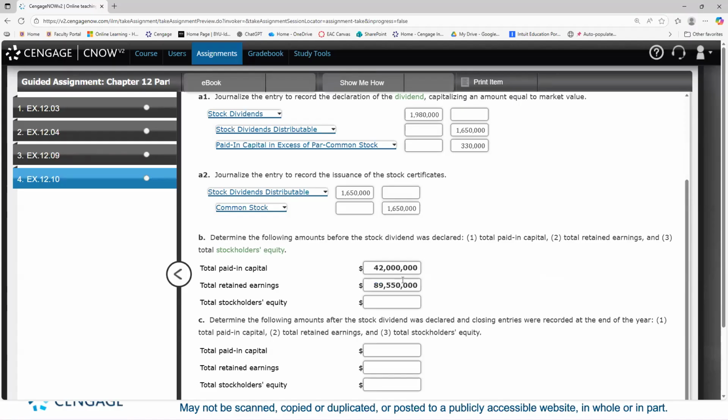And then the two of these added together, our paid in capital and our retained earnings, is going to be our total stockholders' equity. So 89,550,000 plus 42 million should be 131,550,000.